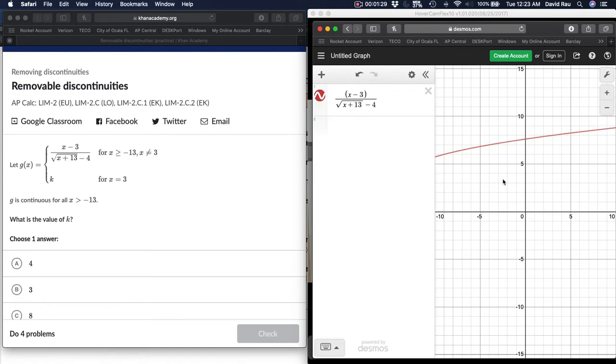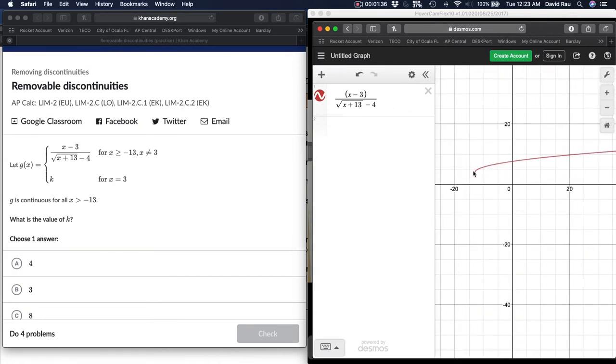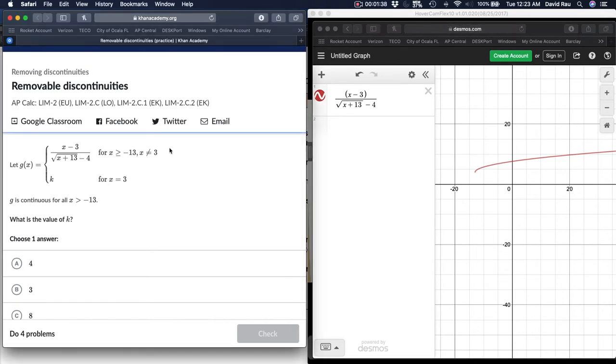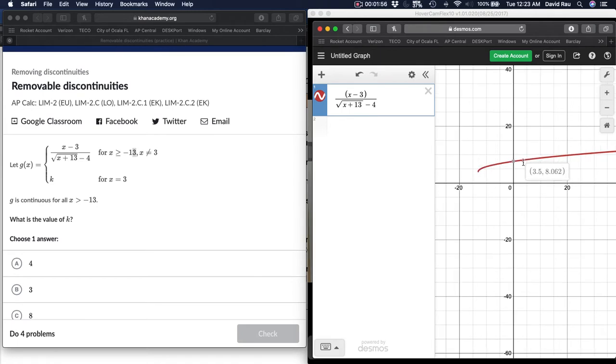Okay, so here's the function, and whoops, if I zoom out, obviously there's nothing going on over here, but the question is what's going on at x equals 3. That's where the breakpoint is. So obviously this function isn't defined for anything less than negative 13. We see that clearly. It's defined at negative 13 exactly. You get 4, and so on and so forth. But at x equals 3, oops, already passed it. So at x equals 3, it says it's undefined.